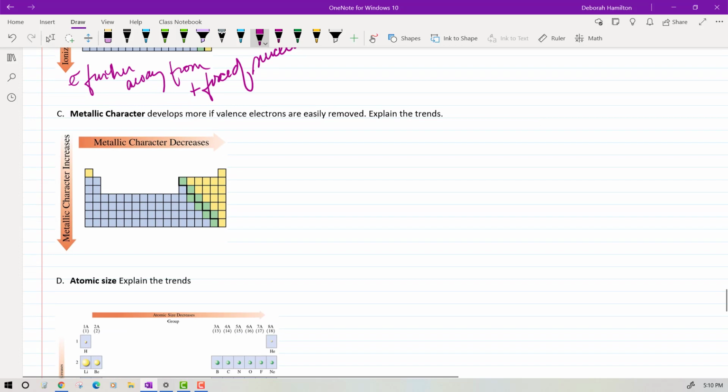Okay, metallic character. I'm sorry, metallic character develops more if electrons are easily removed. So again, the element that's way down here would have the easiest chance of having an electron removed because that electron would be the furthest away from the nucleus. All right, and metallic character decreases. We know these are the metals and these are the nonmetals. The metalloids are in between. And then we have those noble gases that are nonmetals, but they are stable as is because they have an s2p6 arrangement.